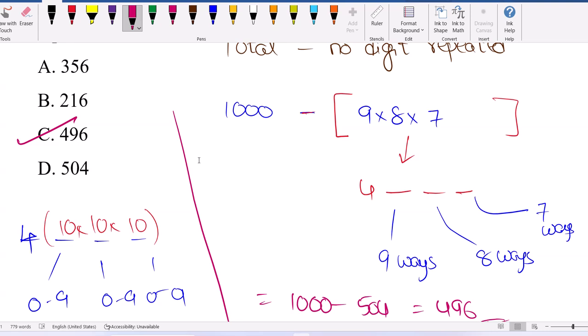In a hurry in the exam, as we have tension and time is limited, we didn't read what they're asking. In between, you got something like 504, and you opt for option 504, but 504 is different. We want 496 here. Out of total, remove those which are repeated cases. Right. So let's see the next one.